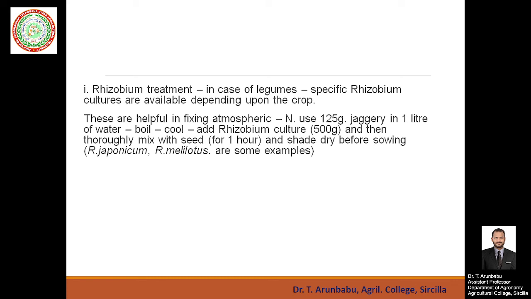And rhizobium treatment also in the case of legumes, and specific rhizobium cultures are available depending upon the crop. These are very helpful for fixing atmospheric nitrogen. Use 125 gram of jaggery in 1 liter of water, followed by boiling and cooling, and add 500 gram of rhizobium culture, and then thoroughly mix with the seed for 1 hour and shade dry before sowing. We use different types of strains, for example Rhizobium japonicum and Rhizobium meliloti.